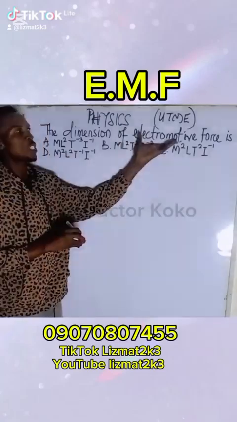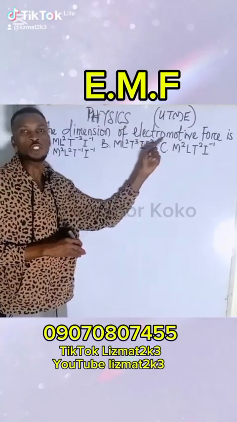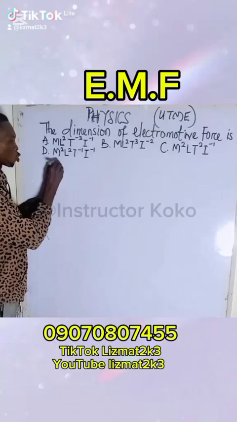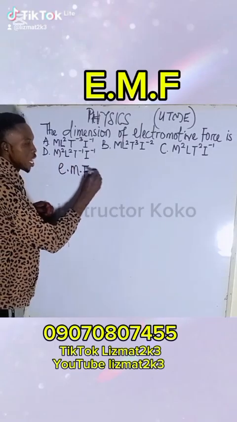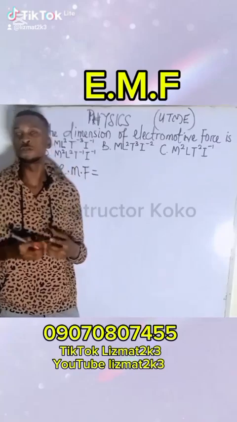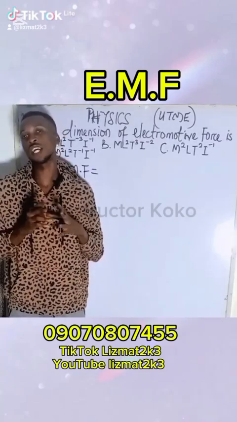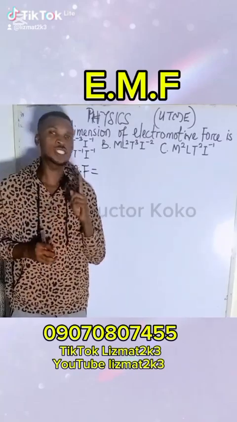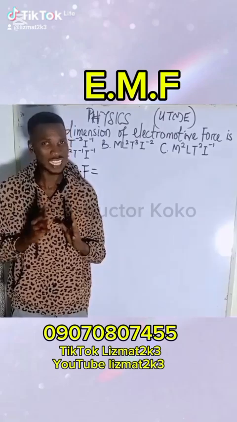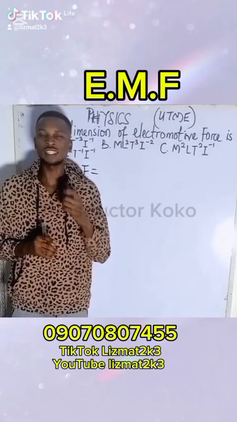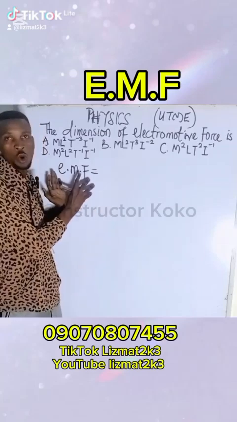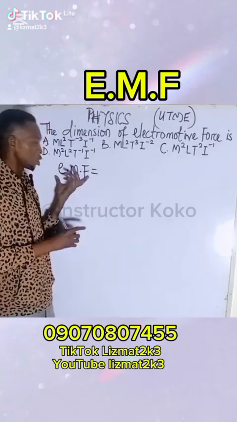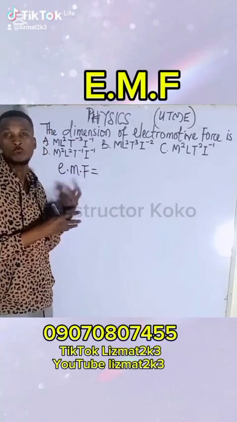All right. The physical quantity that we want to find the dimension of today is electromotive force, which I'm going to indicate with EMF. If you want to find the dimension for any physical quantity in physics, what is the first thing that you must find? The first thing you must find is the mathematical formula for that quantity. So, of course, what is the formula for electromotive force?